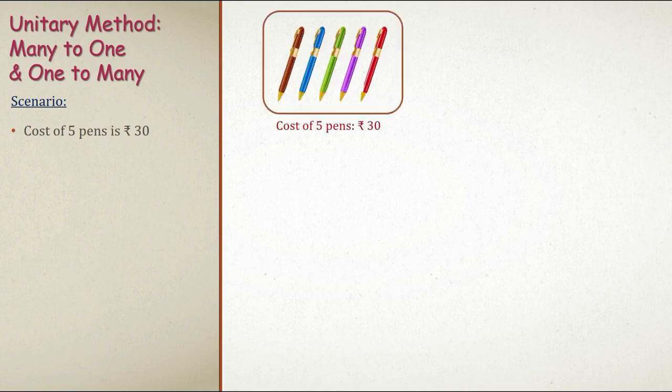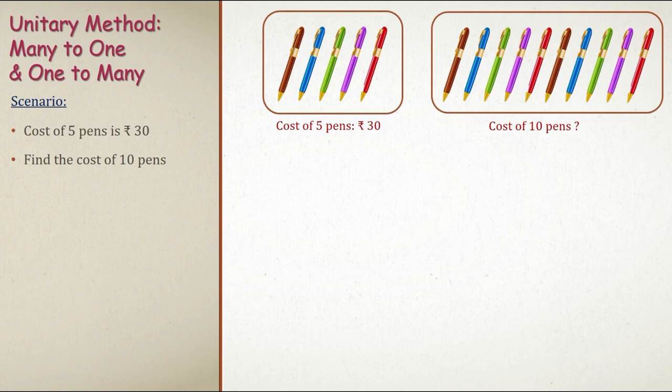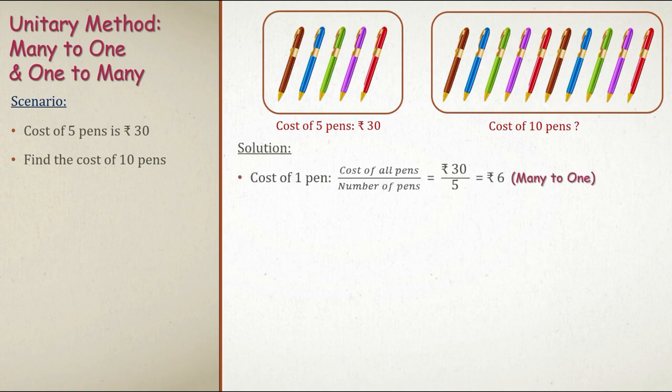Cost of 5 pens is rupees 30 and we need to find the cost of 10 pens. Now finding the cost of 10 pens would have been very simple if we knew the cost of 1 pen. So we would have directly multiplied the cost of 1 into 10 and we would have got the answer. But since we do not know the cost of 1 pen, what we are going to do is we are going to derive it from the cost of 5 pens. So cost of 1 pen will be cost of all pens upon number of pens, which is rupees 30 divided by 5, which is rupees 6.